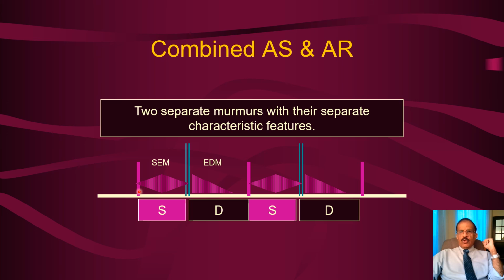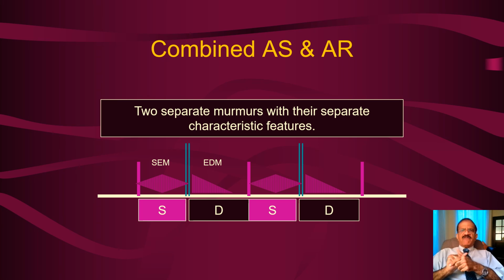This is the systolic ejection murmur of aortic stenosis, which we have discussed in detail. This is the early diastolic murmur of aortic regurgitation. This we have already also discussed. Both would be heard in different areas with different radiation and different characteristics. So you will be able to tell that there are actually two murmurs, each with its own features. So if both are present, it would mean the patient has aortic stenosis and aortic regurgitation.